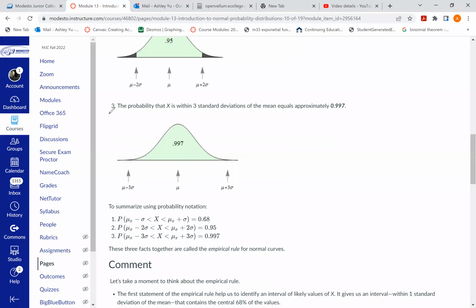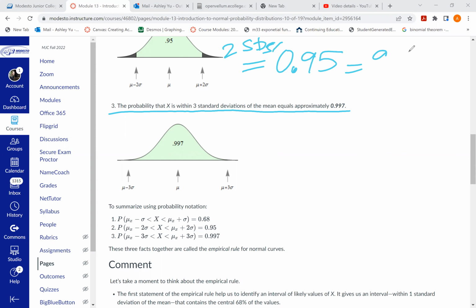The probability that x is within 3 standard deviations of the mean is approximately 0.997. So the previous one, 2 standard deviations, either above the mean or below the mean, would be 0.95, which is 95%. You have a 95% chance that your value, doesn't even matter what example we're talking about, you have a 95% chance of falling within 2 standard deviations above or below the mean. So these are really small. There's not a lot of values that are more than 2 standard deviations smaller than the mean. There are not a lot of values that are 2 standard deviations above the mean.